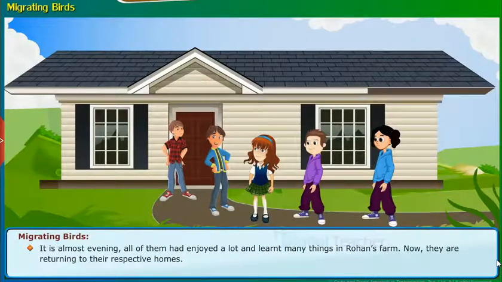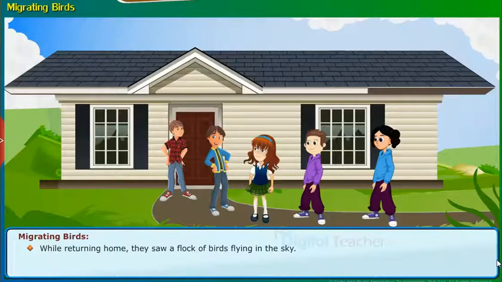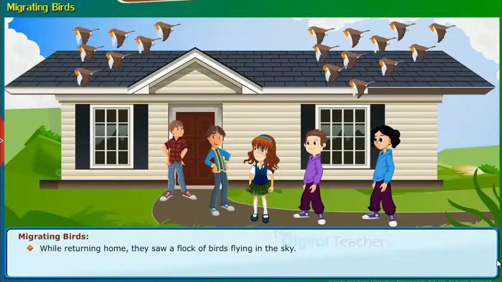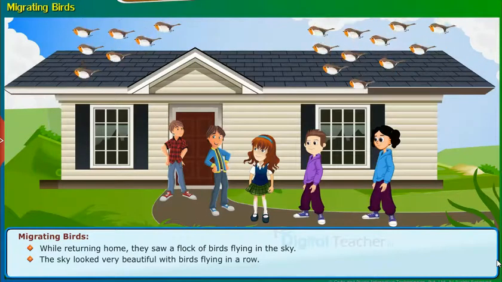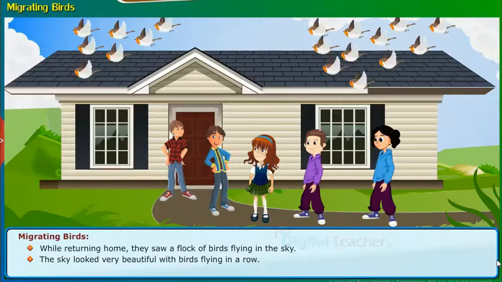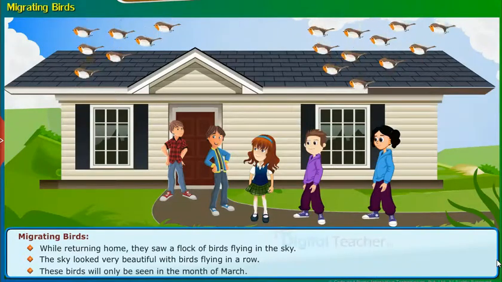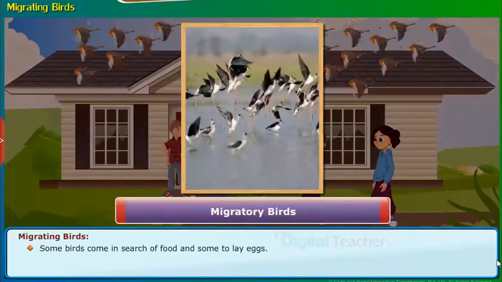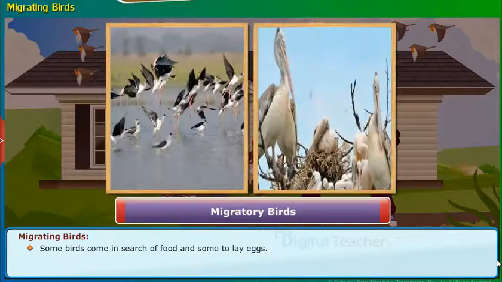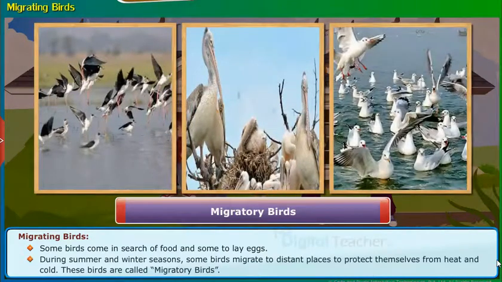Now they are returning to their respective homes. While returning home, they saw a flock of birds flying in the sky. The sky looked very beautiful with birds flying in a row. These birds will only be seen in the month of March. Some birds come in search of food and some to lay eggs. During summer and winter seasons, some birds migrate to distant places to protect themselves from heat and cold. These birds are called migratory birds.